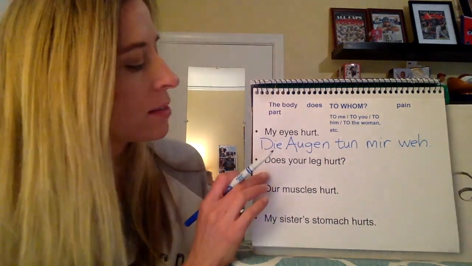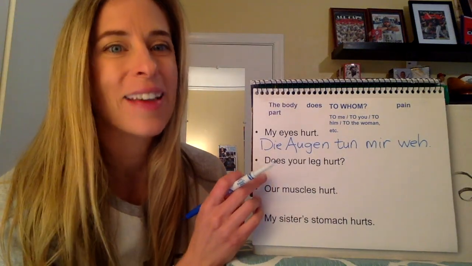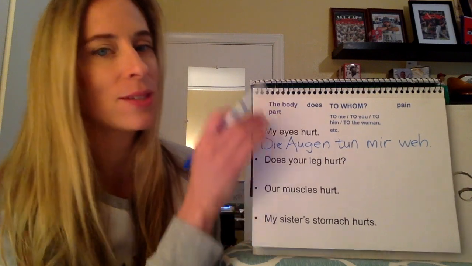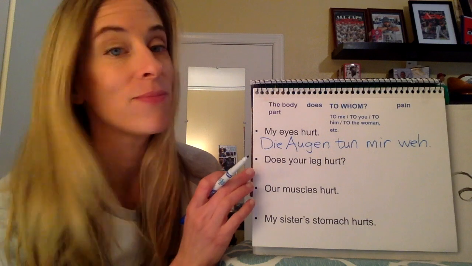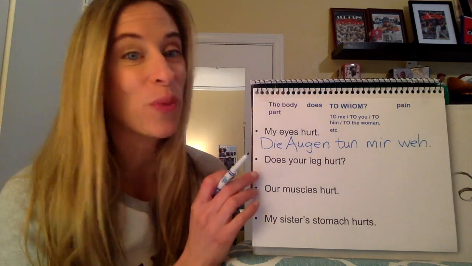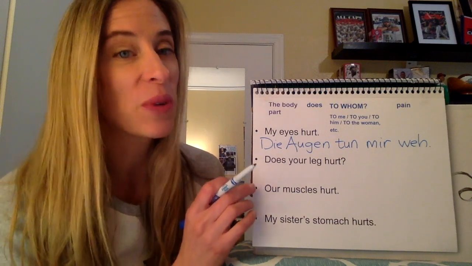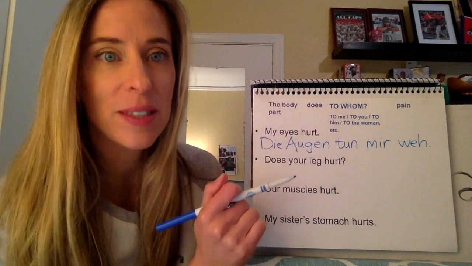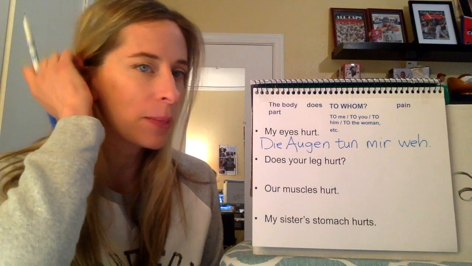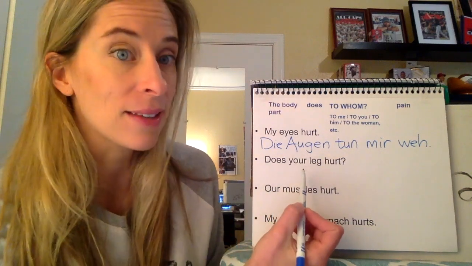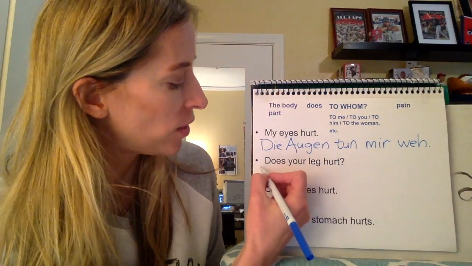All right, does your leg hurt? And so this one, I know we say we start with the body part, but think about what type of question this is. It's a yes or no question. And so we know when we have a yes or no question, we always start with the verb. And so the verb is going to be that tut or tun. And so let's think, how many body parts is your leg? That's going to be an it. So we're going to start with tut.